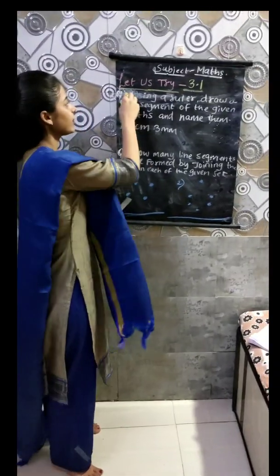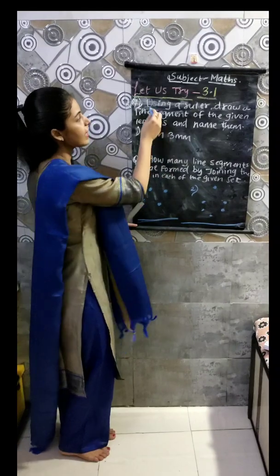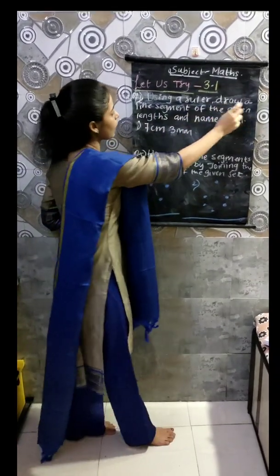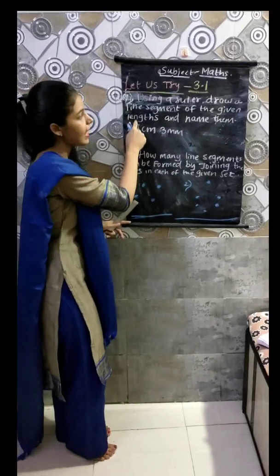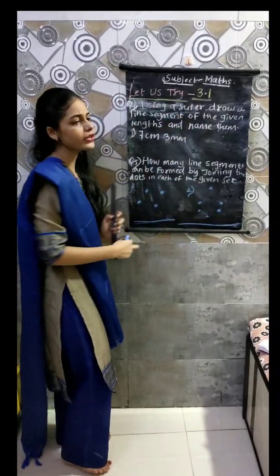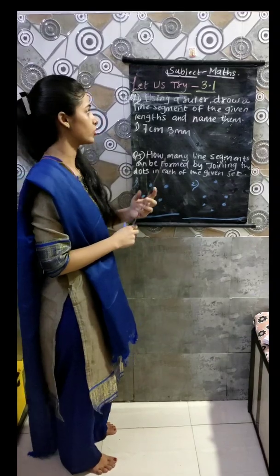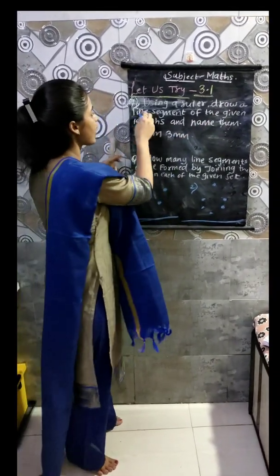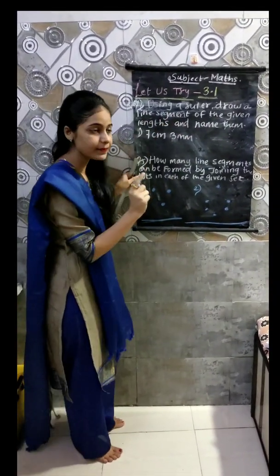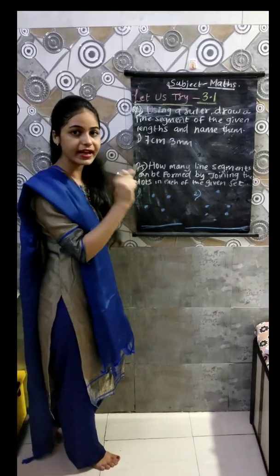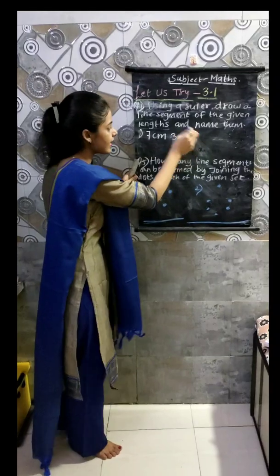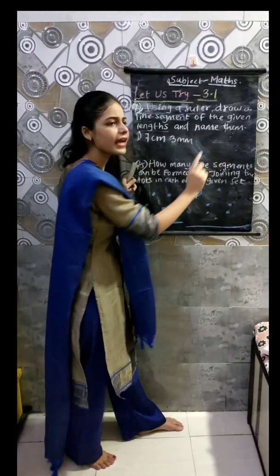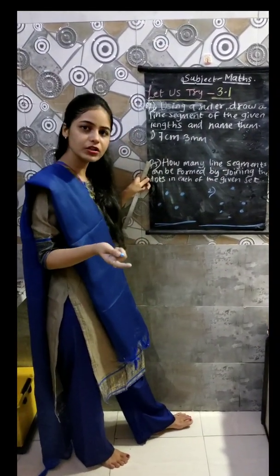Let's move ahead to question number 4. In that, using a ruler, draw a line segment of the given length. In that you have to use the ruler, or you can also use the scale. For that you have to draw a line segment. Line segment means definite end points of the given length. So here the length is given and you name them. You can name anything of your choice.